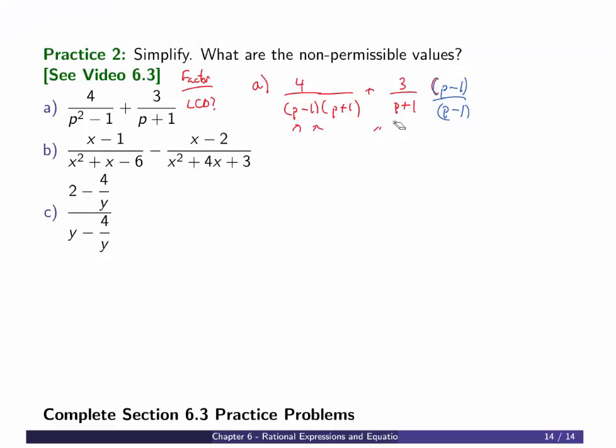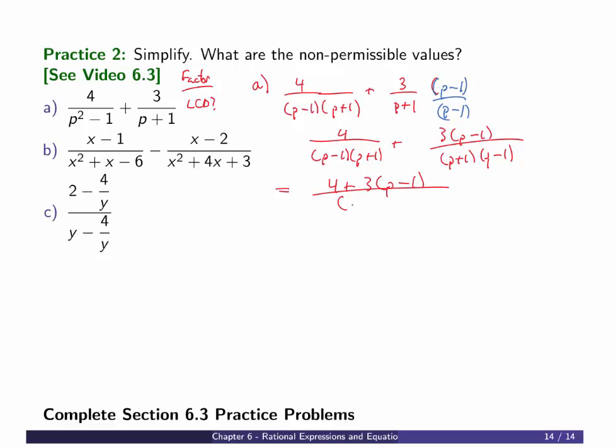Therefore, when you move on, this will be your result. What we'll have is, and I'm going to show all my work for the first one, p minus 1, p plus 1, plus 3, p minus 1, over p plus 1, p minus 1, which is the same as the other denominator. From here, what we're left with is basically 4 plus 3p minus 1 over p minus 1, p plus 1.